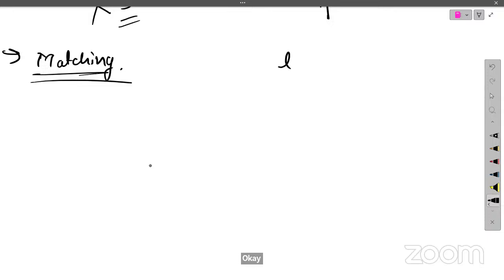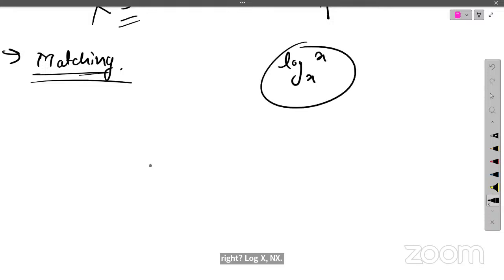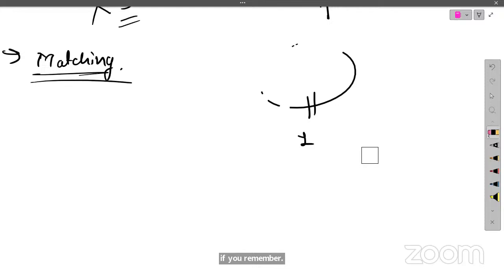You asked one question where we have such a thing like log x, n x. This is the one question we discussed. And there I said that it will become 1 and we don't have to consider the restriction and all those things, if you remember. Yeah, ma'am. So actually I made a mistake there. So we will discuss it at the end.